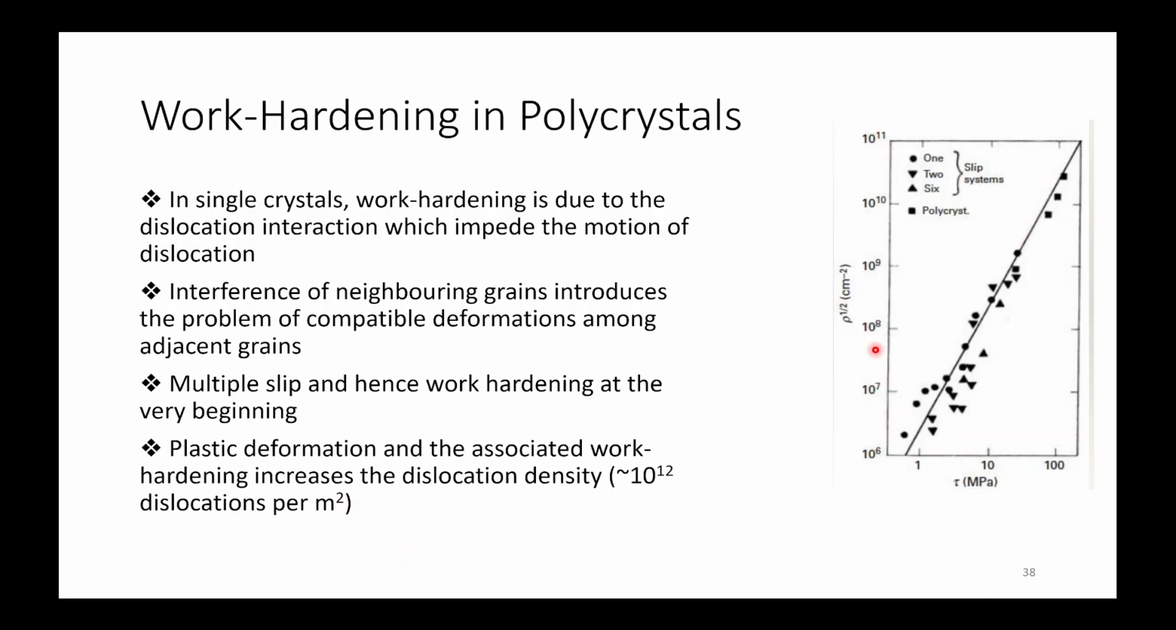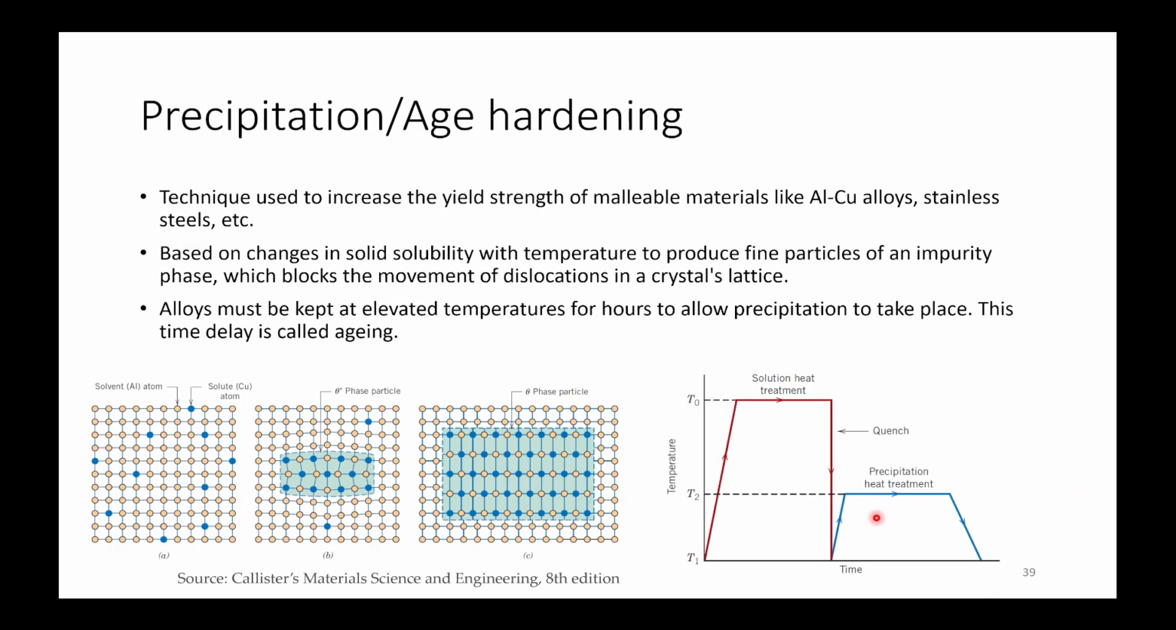Now this is how your dislocation density is your rho, and tau is your shear stress required for slip. So this keeps on increasing. If we increase the dislocation density, the shear stress required will also increase. Now another strengthening mechanism is precipitation strengthening. There is one more, which is dispersion strengthening.